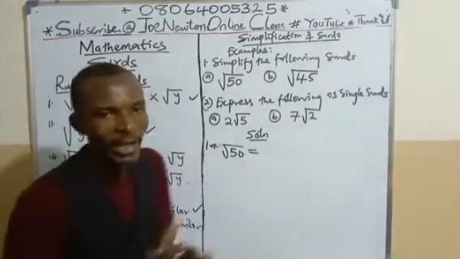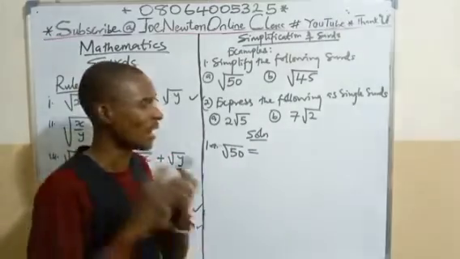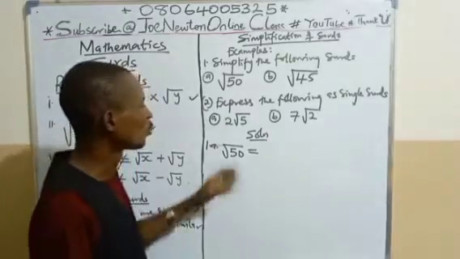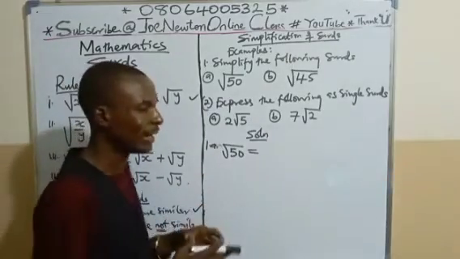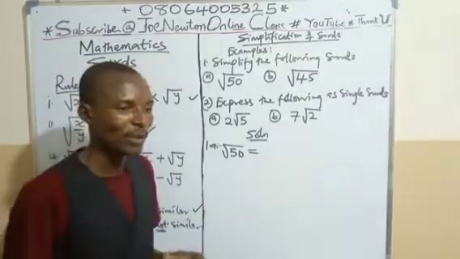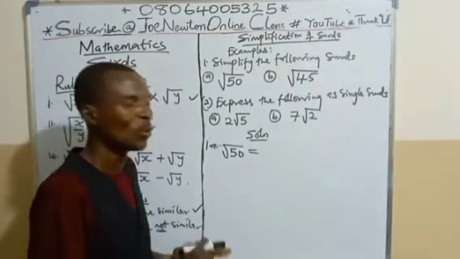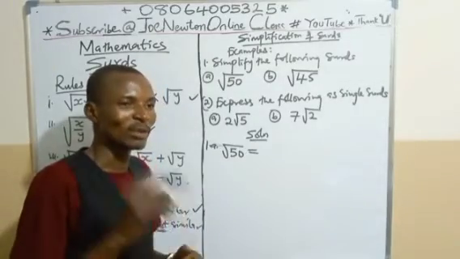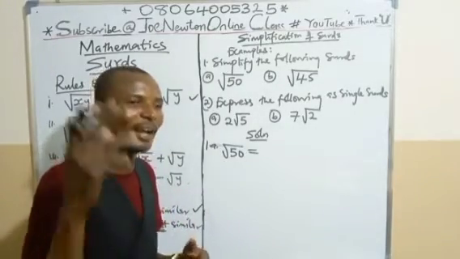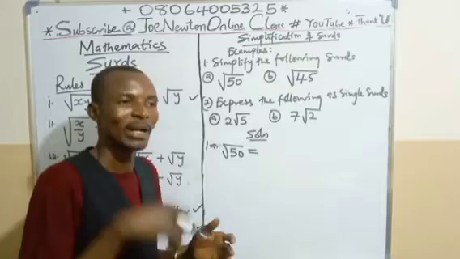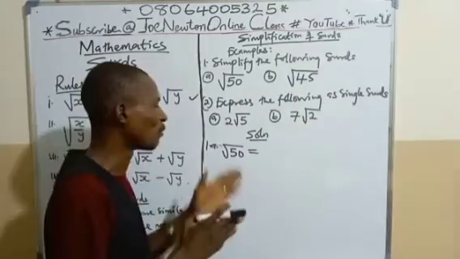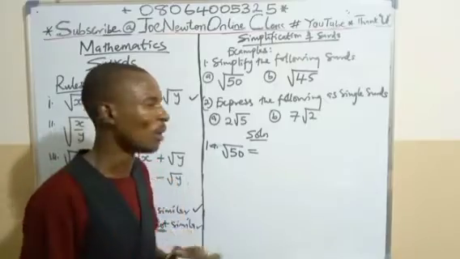A perfect square, and the other one will be what? An irrational surd. So look at two numbers that when you multiply them, you will get 50, so that one of them will be a perfect square. Perfect square means something like square root of 4 or square root of 9, which is 3, and so on. And the other factor will be what?